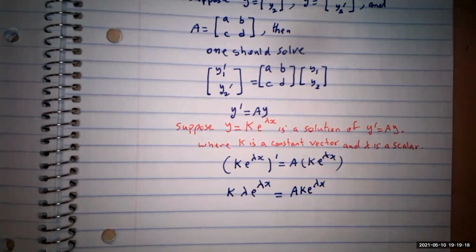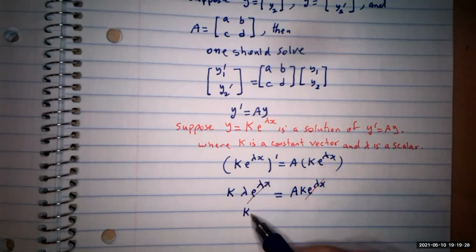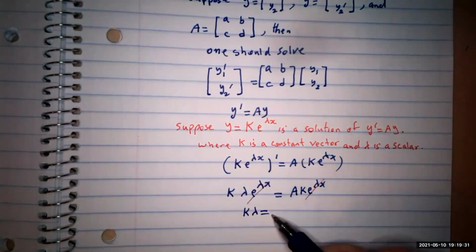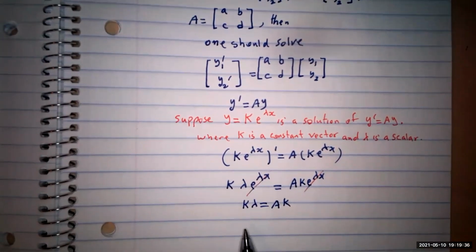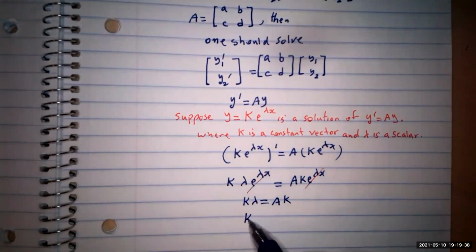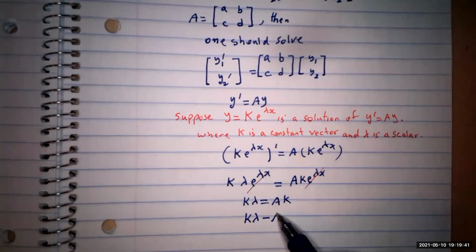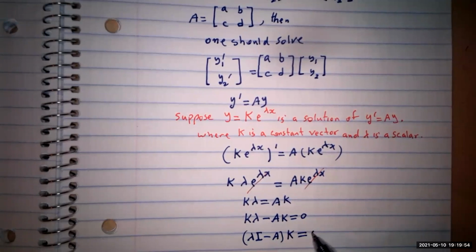But you know that the exponential function is never zero, so we can divide by e to the lambda x. If we divide by e to the lambda x, the leftover is k lambda, which is equal to A times k. Now if you move it to one side, it's going to be lambda k minus A k equal to 0. And if you factor out the k, this is going to be lambda I minus A, times k, equal to 0.